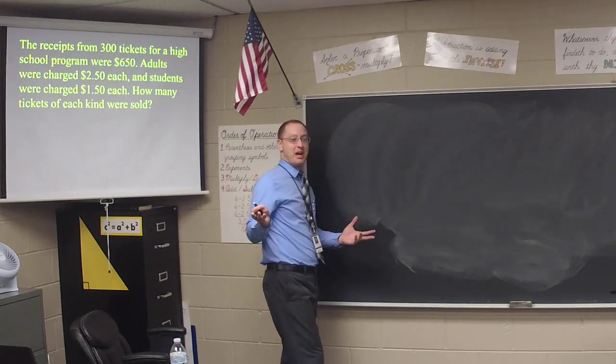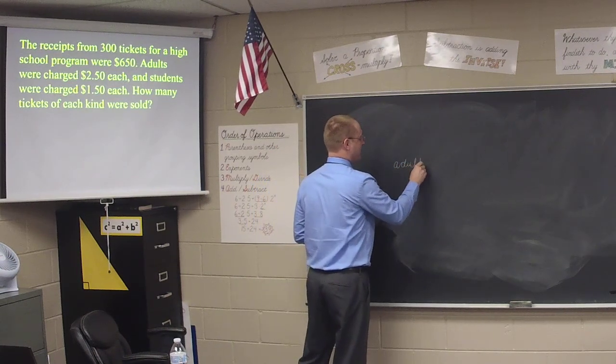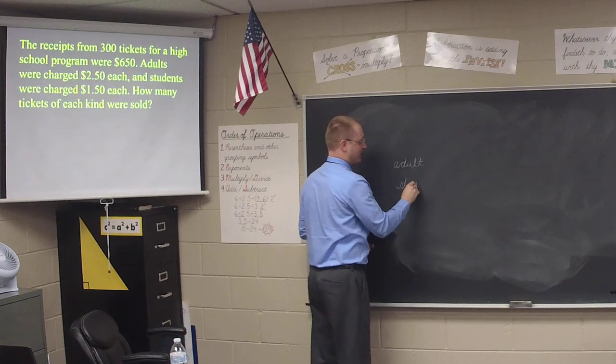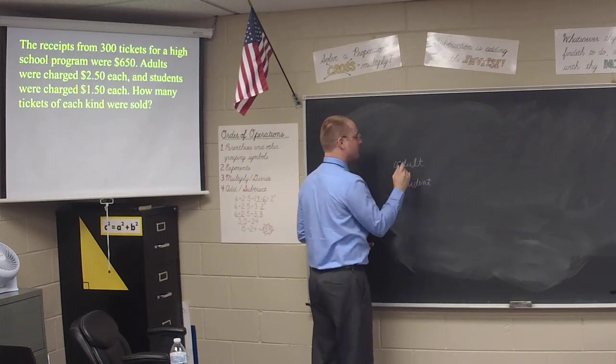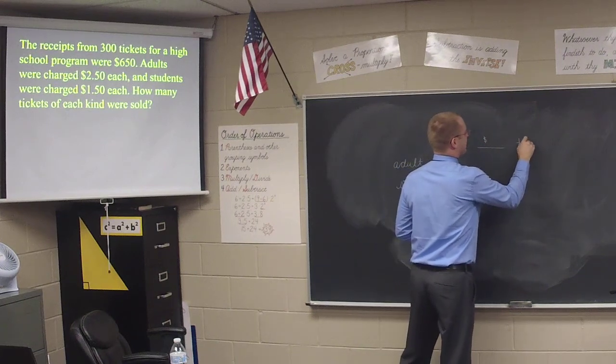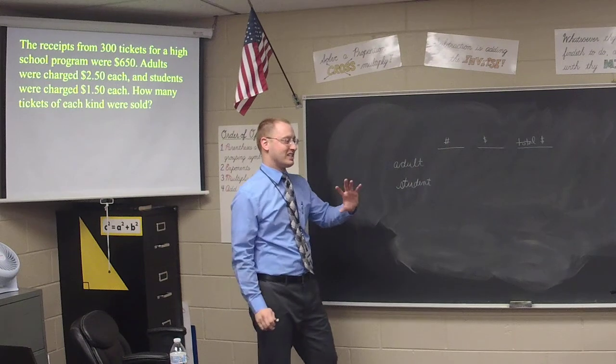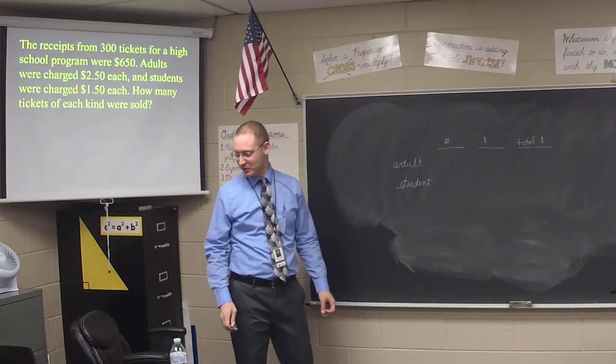This time it's clearly spelled out the reason for the difference in price, right? We've got adult tickets and we've got student tickets. And like so many other times before, we have number of each, we have price of each, and we have total money at your seats. Fill in the chart, set up your system, and solve.